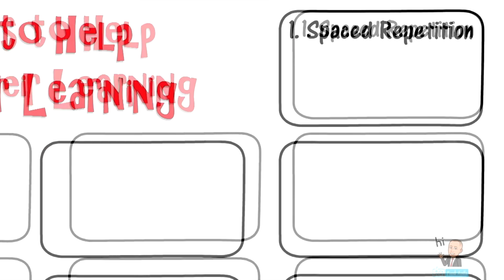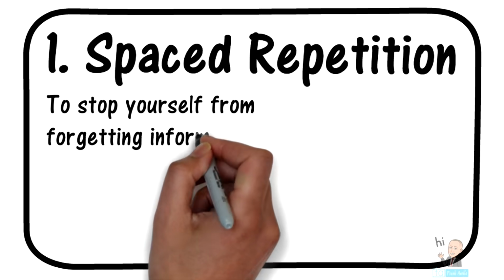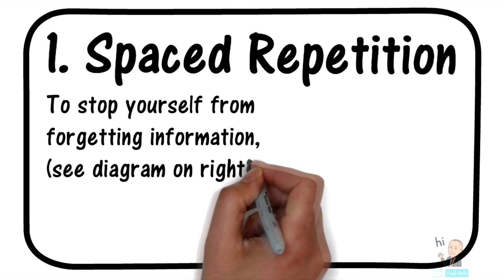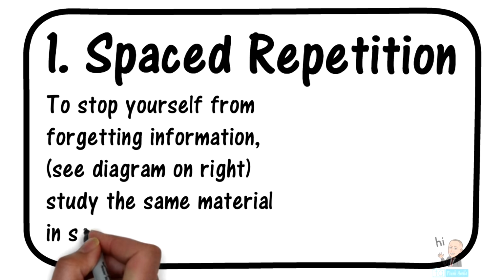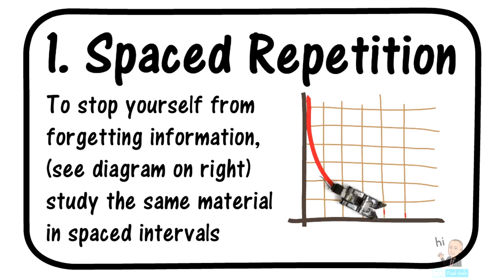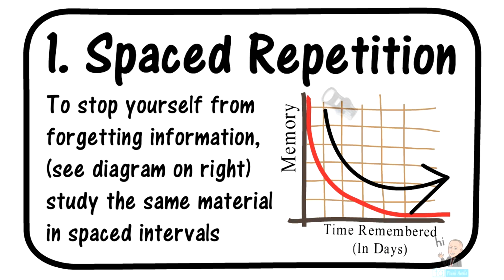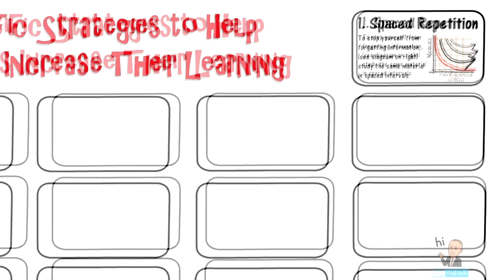First up is called spaced repetition. To stop yourself from forgetting information, see the diagram on the right, study the same material in spaced intervals. Here is a diagram similar to the forgetting curve diagram, where the y-axis is memory and the x-axis is time remembered in days. The graph shows that memory decreases over time unless you make repeated attempts to memorize it again. Notice it is done in spaced intervals.